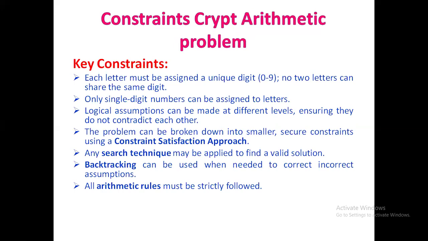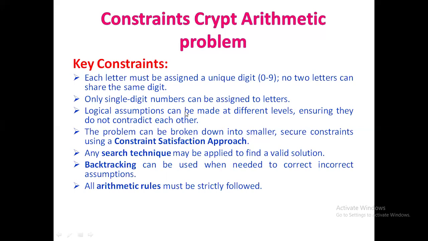First, we'll see the constraints. In the crypto algorithm, certain constraints must be followed to ensure valid and logical solutions. Each letter must be assigned a unique digit between 0 and 9, meaning no two letters can share the same numerical value. Additionally, only a single digit can be assigned to a letter, preventing the use of multi-digit values.